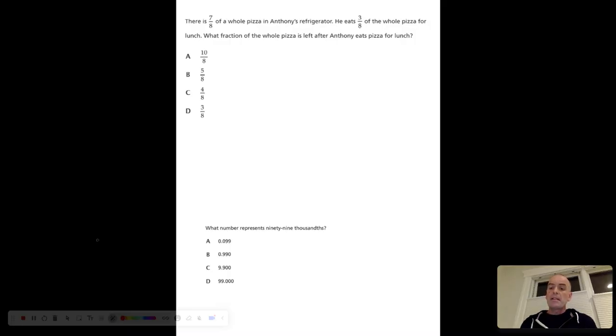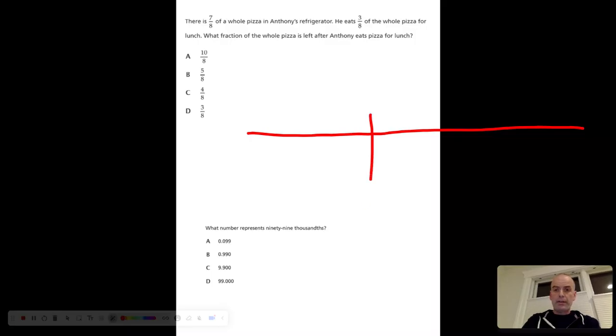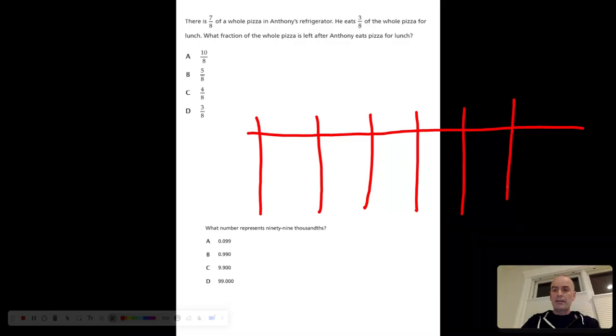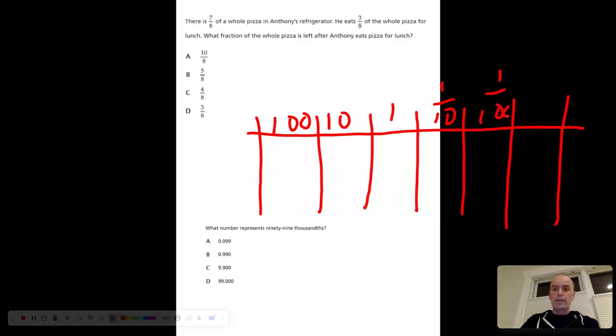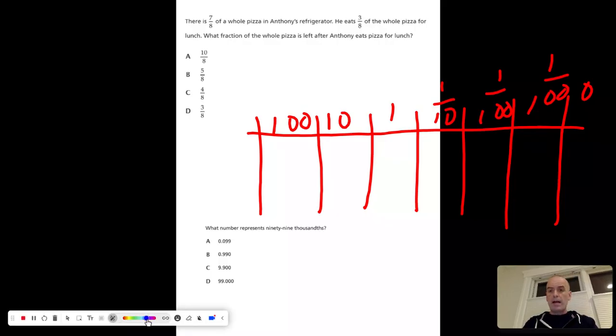On this next one, which number represents 99 thousandths? So this was the biggest area on your quizzes last week where you struggled. On the place value chart, we're just going to do a little review here, all right? We're going to kick back, place value chart, and get our review on. So here we have hundreds, tens, ones, 1/10th, 1/100th, and 1/1,000th. So for a moment, I'm going to ignore the problem, if you don't mind.